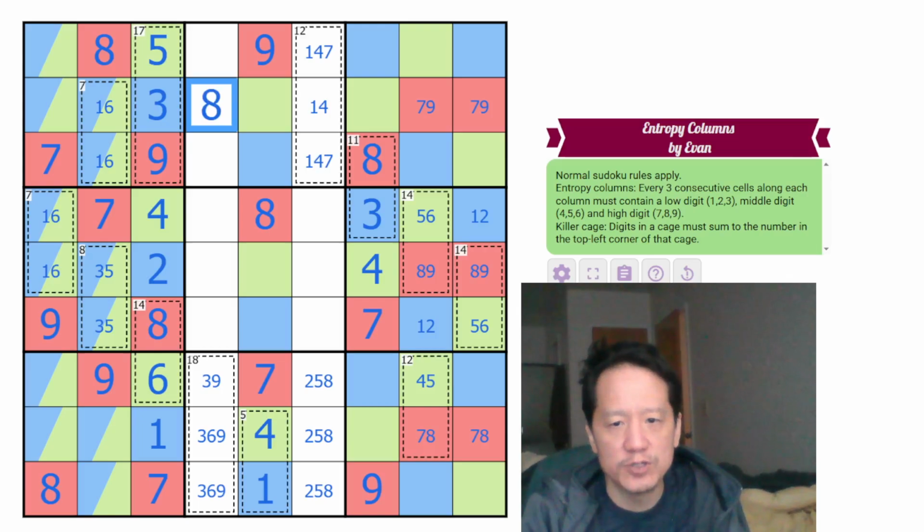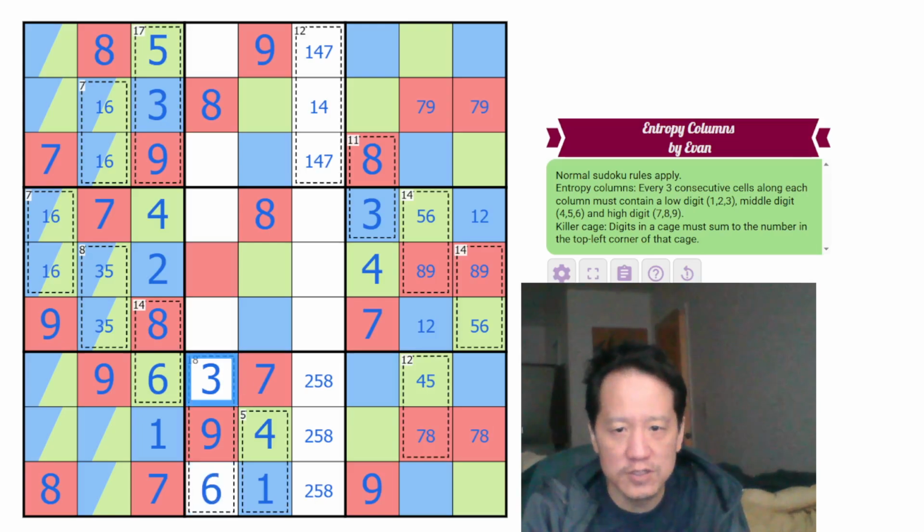So this is 8, which makes this a high, which means 3 away from it is another high, so this is high, which means 3 away from that is another high, so this is high. So therefore, this must be 9, which makes this a 3, which makes that a 6. So this is a low, this is a middle, not high, which forces this to be middle and this to be middle. This has to be low and low.